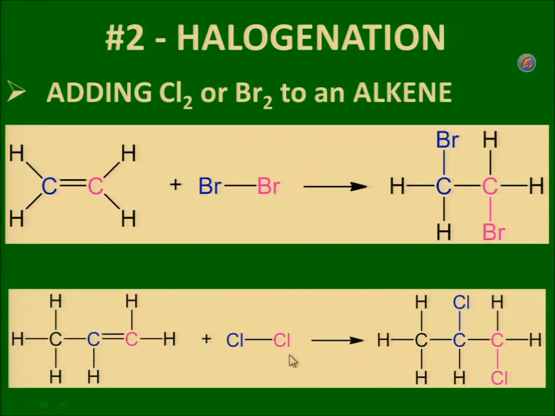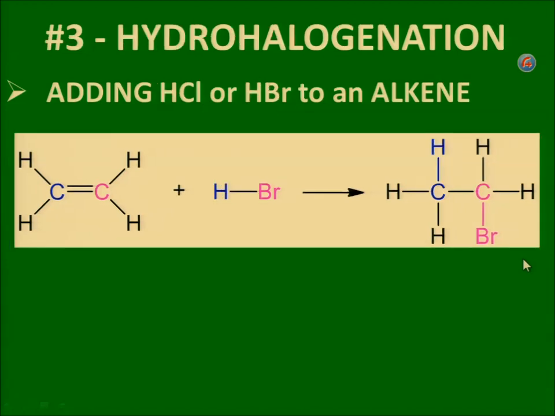Now this can also occur for chlorine. Here again you have a blue double bond carbon and a pink double bond carbon. The blue one gets the blue chlorine, the pink one gets the pink chlorine. And there you have your product, addition.